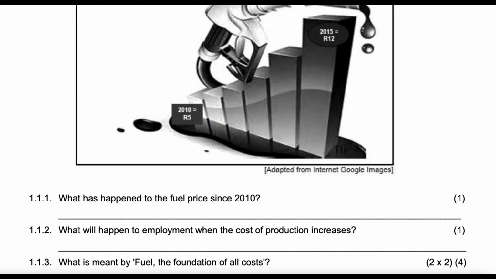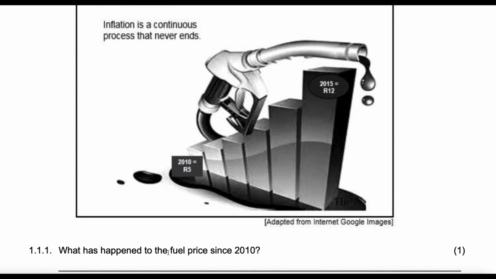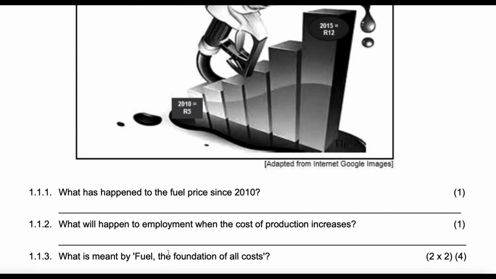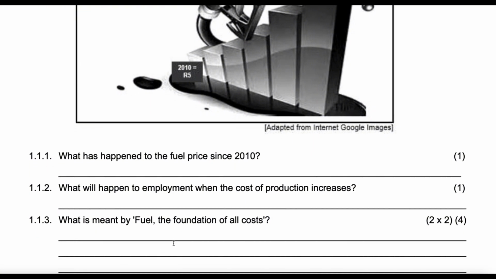Then what will happen to employment when the cost of production increases? Well, employment will decline because now it's expensive for businesses to hire. So if it's expensive for them to hire, then they won't be able to actually afford to employ as many. So employment will decline. Now, usually, here's a tip. When they ask you what will happen to a specific variable, in most cases, I'm not saying in all instances, in most cases, your answer is either increase or decrease.